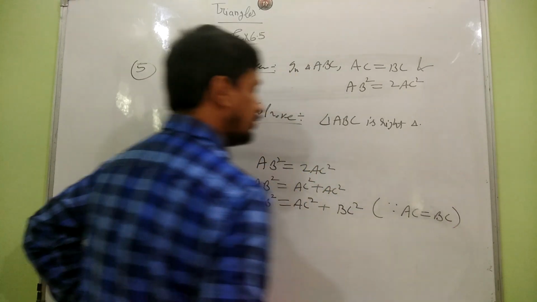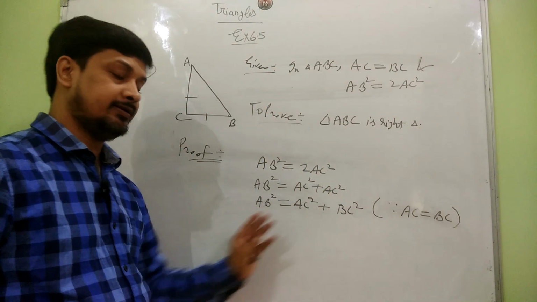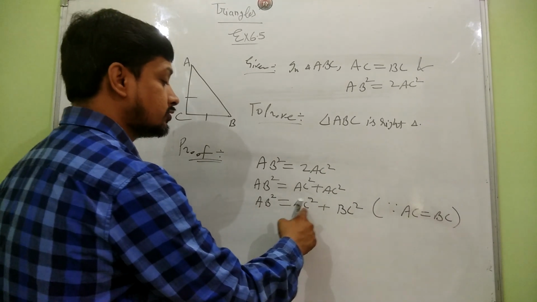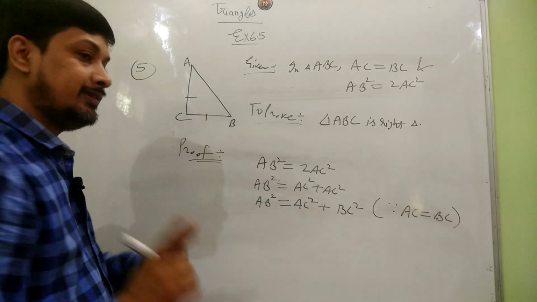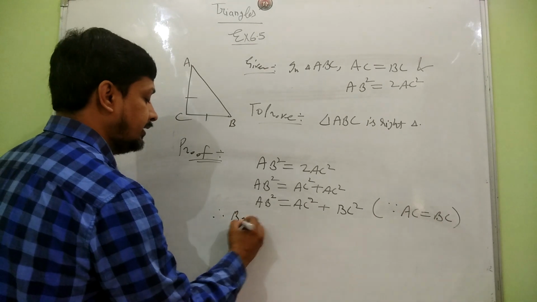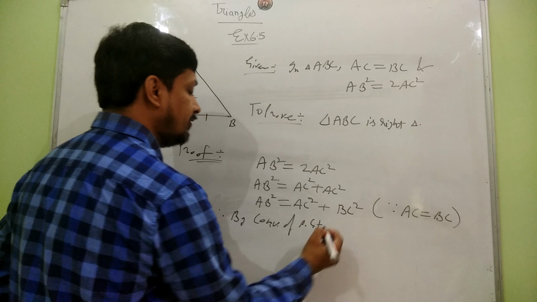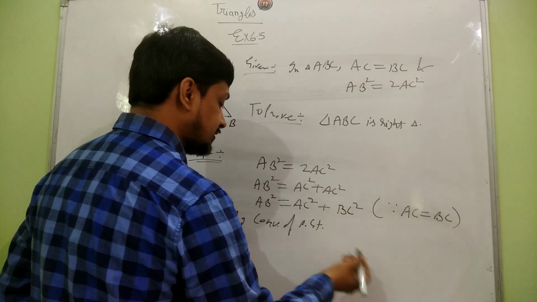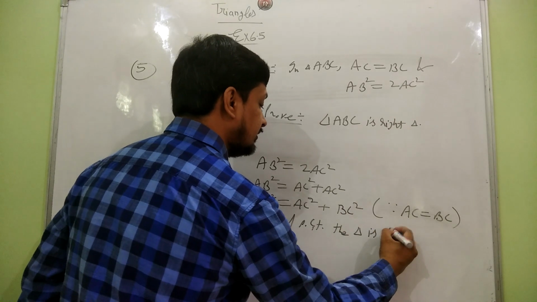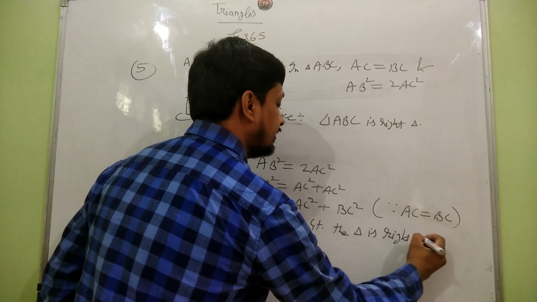So why are we doing this? Because now this is the setup for the converse of PGT. If the square of one side of a triangle is equal to the sum of the squares of the other two sides, then the triangle will be a right triangle. So by the converse of PGT, because we have proved this result, we can say the triangle is a right triangle.